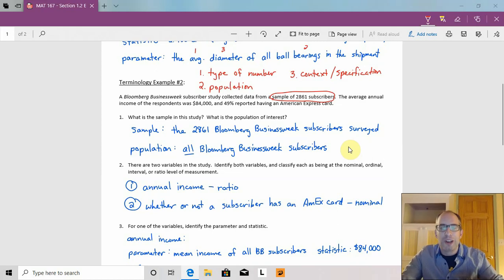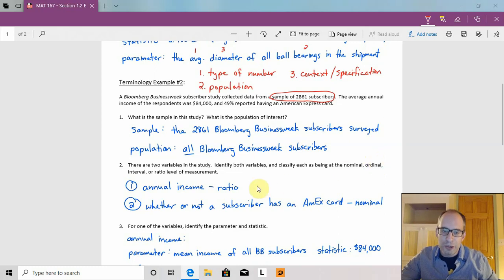I mean, there are a few phrasings that I think would be acceptable here, but they're pretty similar to each other. And then you say, well, if the sample is 2,861 Bloomberg Business Week subscribers, the population should be all of that type of individual, so all Bloomberg Business Week subscribers, right? Like usual, the sample is just a little piece of the population.